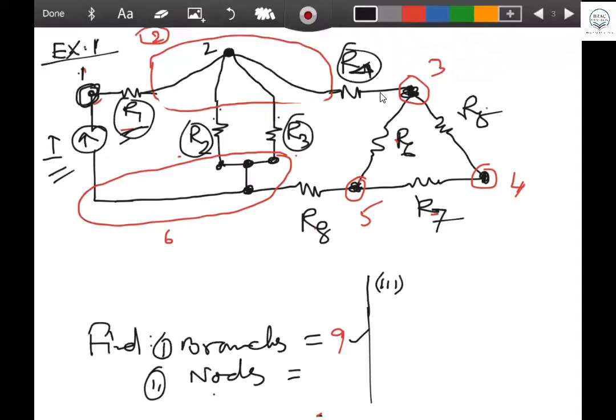Do you get it now? Yes, sir. I'm squeezing all these things into one point, and these are the 4 points. That is node 2. Node 3 is the joining point of how many elements?